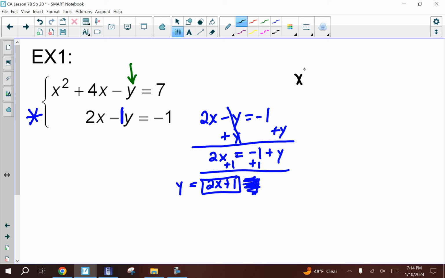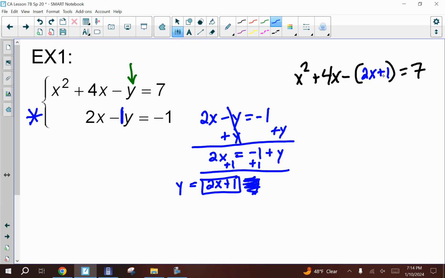It's going to say x squared plus 4x minus parentheses. Remember that this green arrow over here is telling me where to put the parentheses. So I'm going to put parentheses, and say it's equal to 7. Then I'm going to take what's in the box and put it in the parentheses, just like we learned in lesson 7A. So it's 2x plus 1.